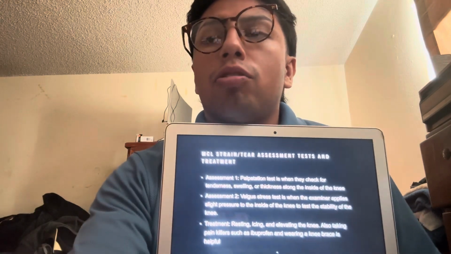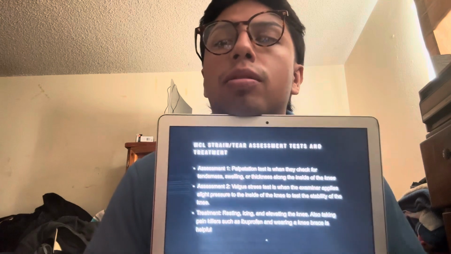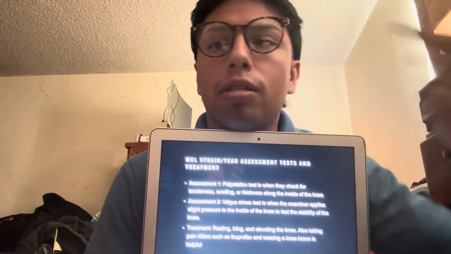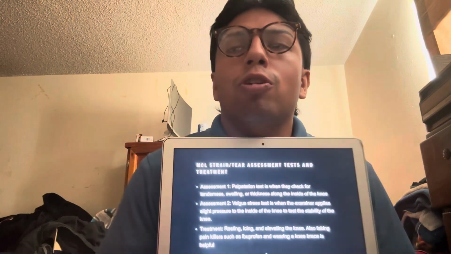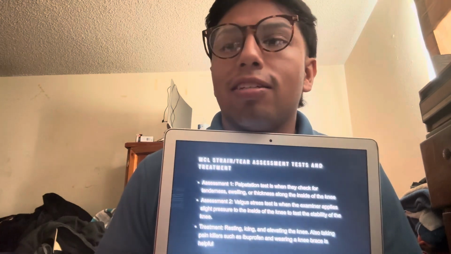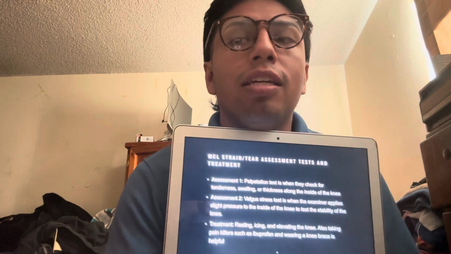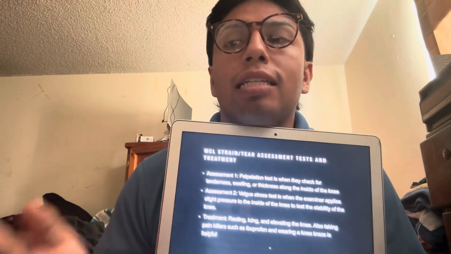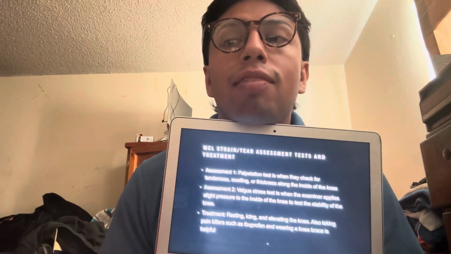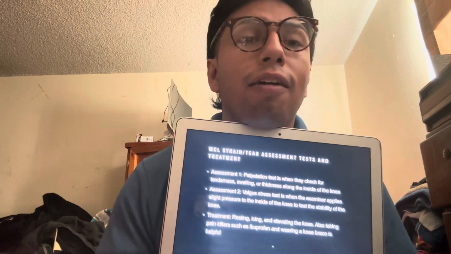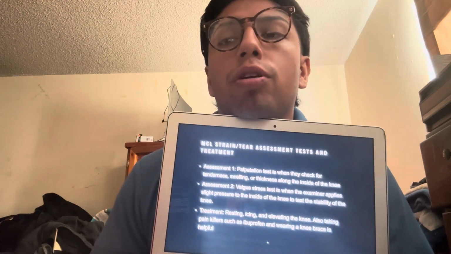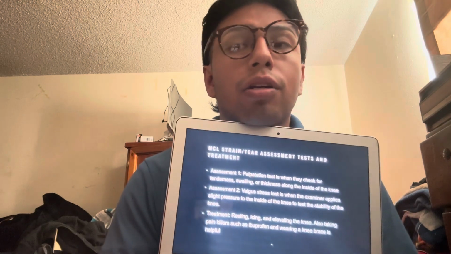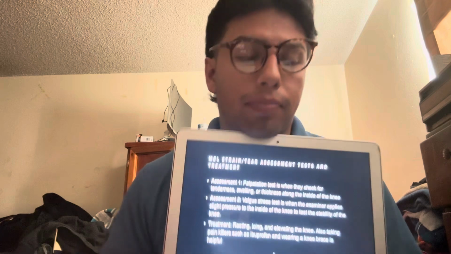Okay, an MCL strain slash tear assessment and treatment. For the first test, it would be the palpation test, when they check for tenderness, swelling, or thickness along the inside of the knee. The second assessment would be the valgus test. It's when the examiner applies slight pressure to the inside of the knee to test the stability of the knee. And the treatments for this would be resting, icing, elevating the knee, also taking painkillers, and also using a knee brace.